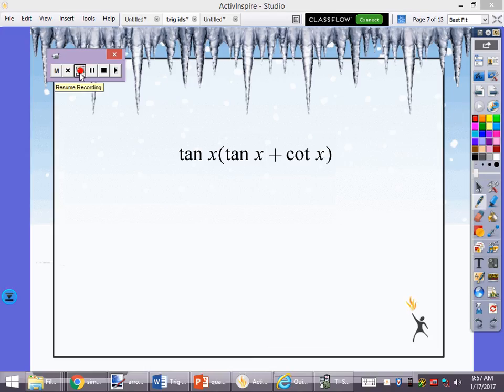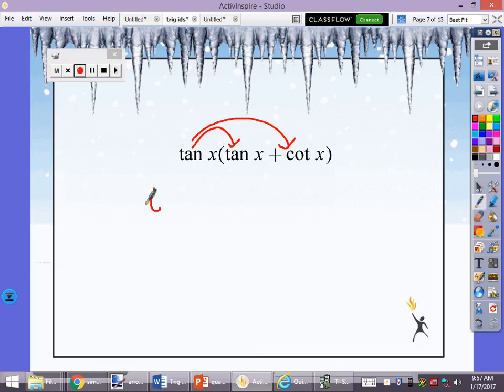All right, so when I see this, what would I do? I heard it, distribute. So let's go ahead and do that. Tangent squared x. Now, what do you know about tangent and cotangent? They're reciprocals. When I multiply two reciprocals, what do I always get? 1. If you do a half times 2, those are reciprocals, what do you get? 1. So tangent times cotangent is 1, cosine times secant is 1, sine times cosecant is 1. You got it.